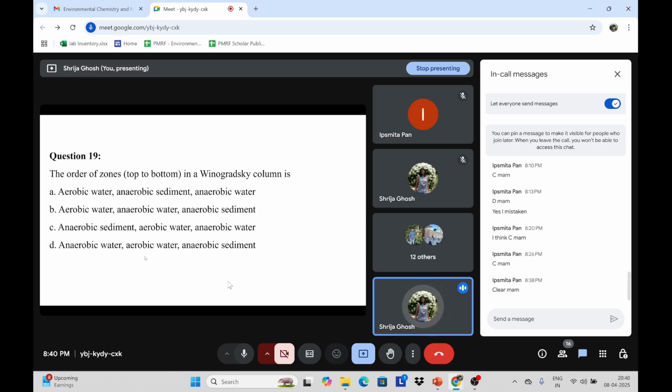I have talked about the Winogradsky column when we were discussing the history of microbiology. So a Winogradsky column basically is a system that mimics the pond ecosystem or any water body. Okay, so think about that. Think about a lake ecosystem or a pond ecosystem and think whether the aerobic water would be on the top or anaerobic water would be on the top or anaerobic sediment would be on the top. Then what would come next? Then what would come at the bottommost layer?